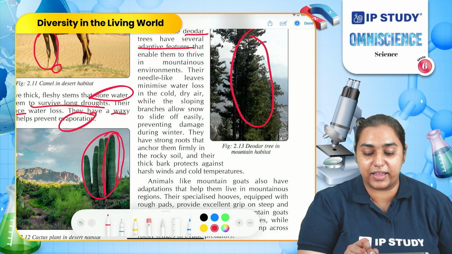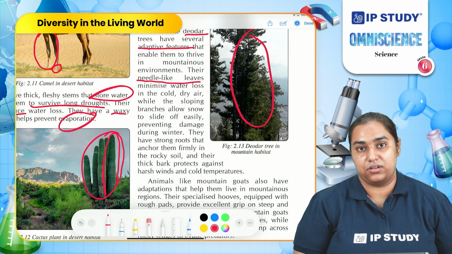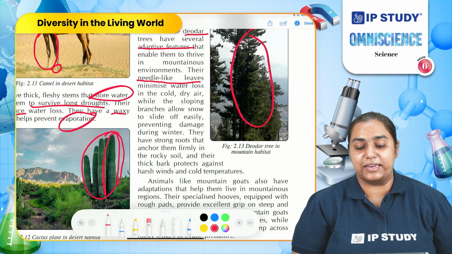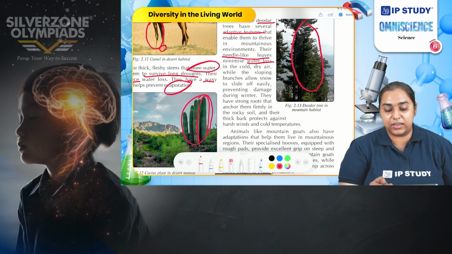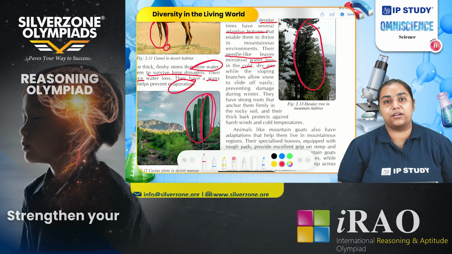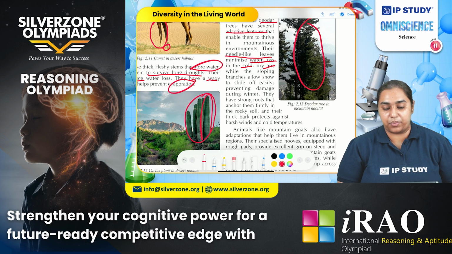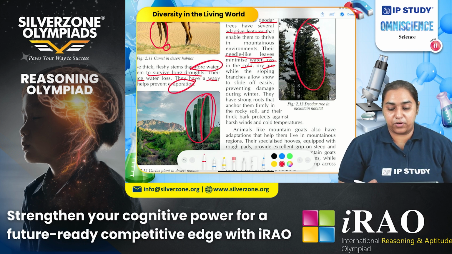These features are, they have needle-like leaves. Their leaves appear as needles to minimize the water loss, since there is cold and dry air which can take away the water from the plants. To protect them from this, they have needle-like leaves.